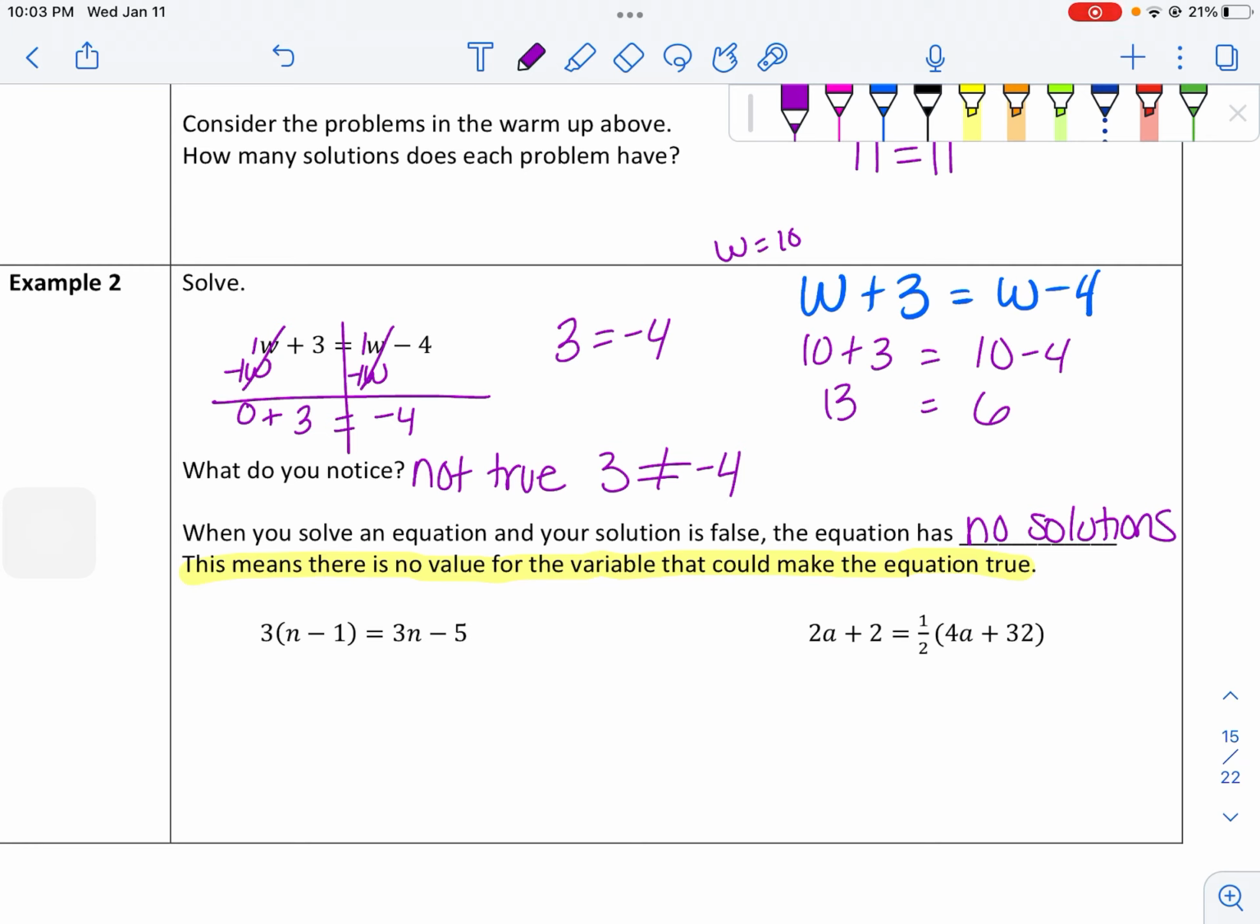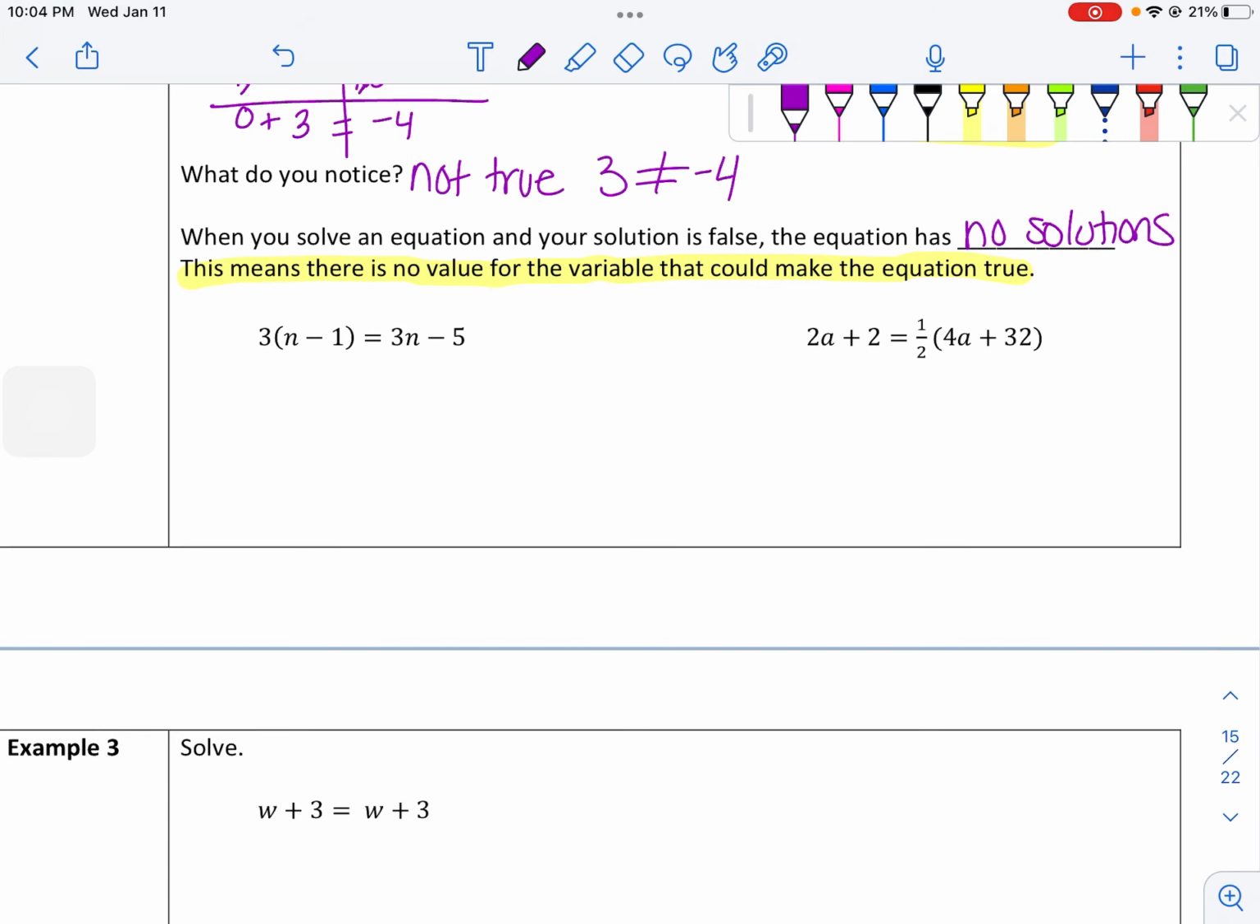And we could try any combination of w's. We could plug in 100. We could plug in negative 10. We could plug in 15. But because each of the w's were the same, if you add 3 from one side and subtract 4 from the other, this part will never be true. And so this equation that we started out with has no solutions. There's no value for w in which case it would make that equation true. So let's look at a couple more examples.